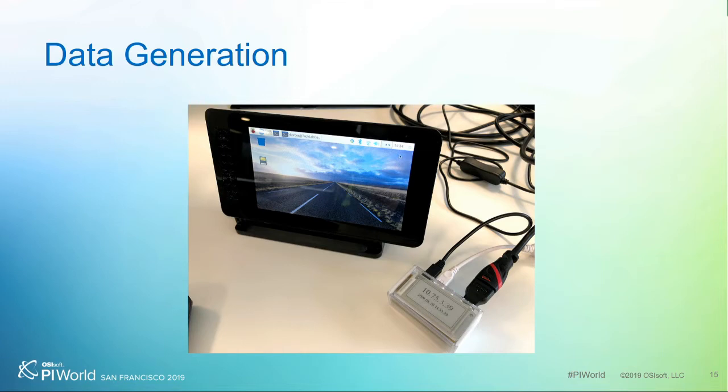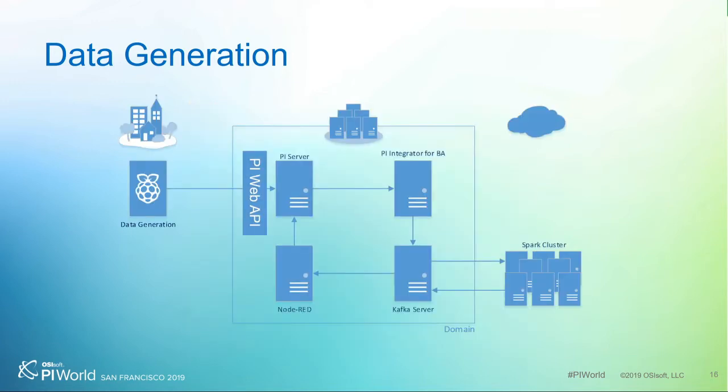He has seen this computer. It's a Raspberry Pi running a cluster of containers. And there are several containers here. You'll see in a moment. It's running on my desk. Of course, I have a backup on Azure. And the way I'm sending data to PI is through PI Web API.